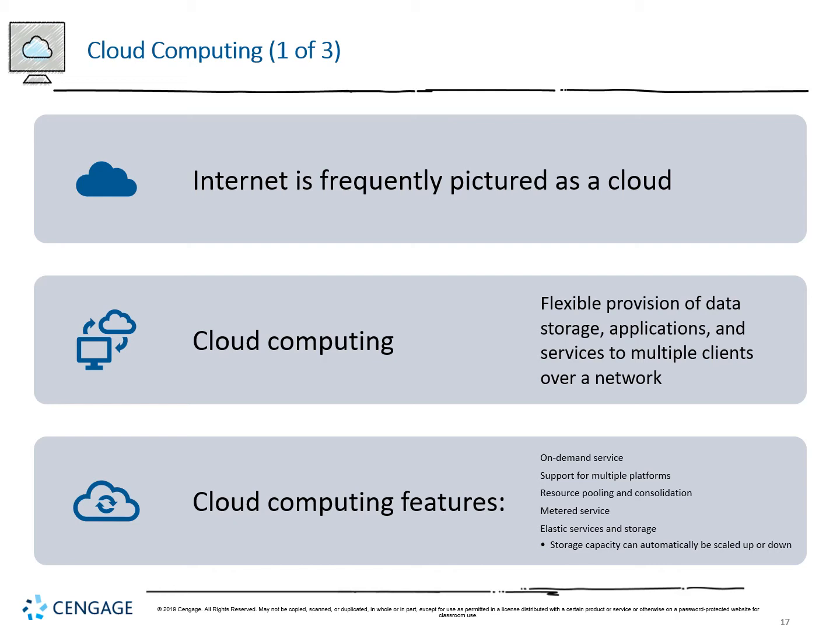Cloud computing has various features that we may wish to implement for our network, such as on-demand services, support for multiple platforms, resource pooling and consolidation. You'll see that a lot for data storage, as well as distributed processing for very large data clusters. Metered service, so you only pay for what you need rather than having to invest in a big physical infrastructure. And elastic services and storage, to where we can scale capacity up or down very quickly, if not automatically in certain cases.